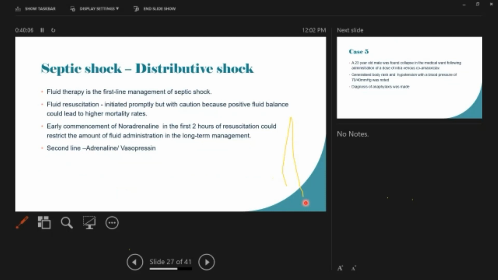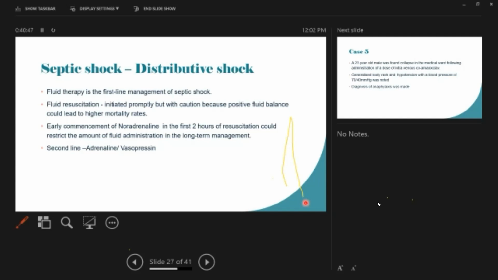So in distributive shock, like septic shock, your fluid therapy is the first line of management, and you keep on resuscitating with the fluid. But within that 1 hour, if your patient is not going to improve with fluid, then you're going to start vasopressors in this patient. In distributive shock, the pathophysiology is generalized vasodilatation, so you're going to constrict your vasculature using a vasopressor. Everybody knows noradrenaline is the drug of choice, the first line vasopressor that we are going to use in patients with septic shock.